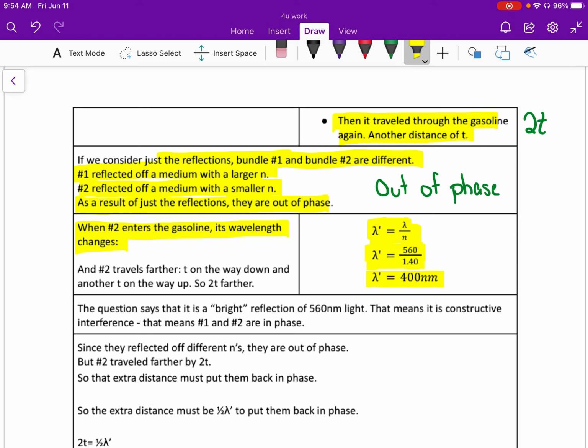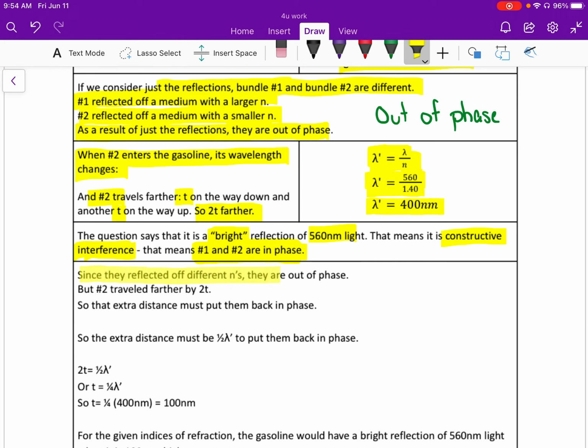And the other difference that we pointed out is that bundle of light number 2 traveled a t on the way down and a t on the way up, so it traveled farther by 2t. All right, if you scroll back to the question or think back, the question specifically used the words bright reflection of 560. Bright is going to be a keyword that means constructive interference. That means that these two important bundles, bundle number 1 and bundle number 2, must be in phase. That's what constructive interference means.